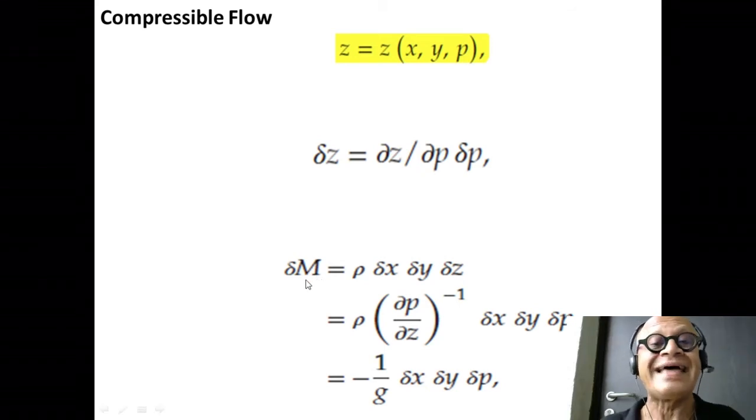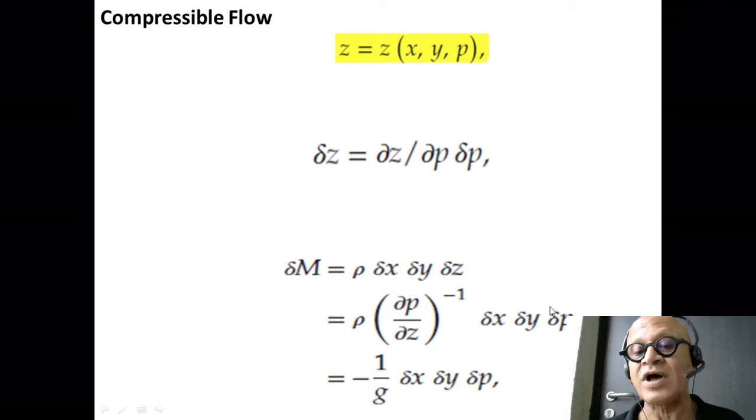So delta m, the change in mass, is rho delta x delta y delta z, and you can write rho as 1 over dz/dp. So delta x, delta y, delta p. So we just used this to replace delta z with delta p. That's all. Nothing really changed.